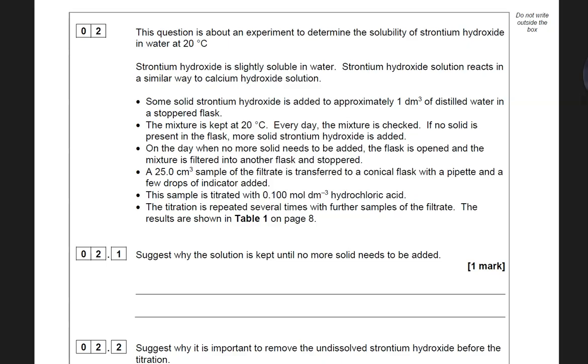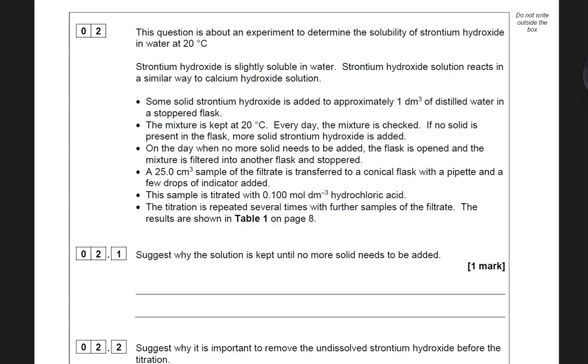It says some solid strontium hydroxide is added to approximately 1 decimeter cubed of distilled water in a stoppered flask. So visualize that if you can. Volumetric flask, 1 litre of water and a small amount of strontium hydroxide is added. The mixture is kept at 20 degrees C. Every day the mixture is checked. If no solid is present in the flask, more solid strontium hydroxide is added. On the day when no more solid needs to be added, the flask is opened and the mixture is filtered into another flask and stoppered.